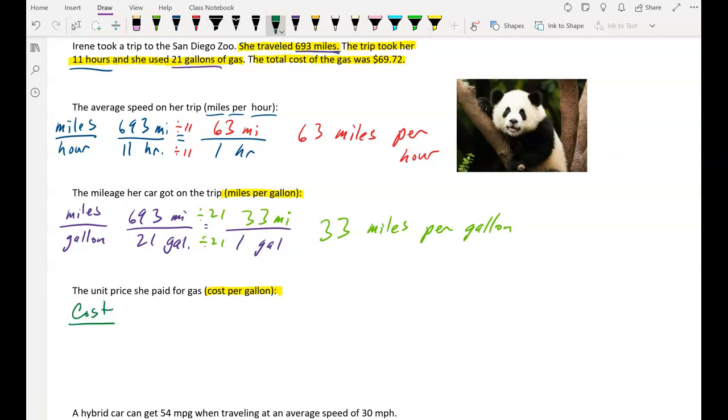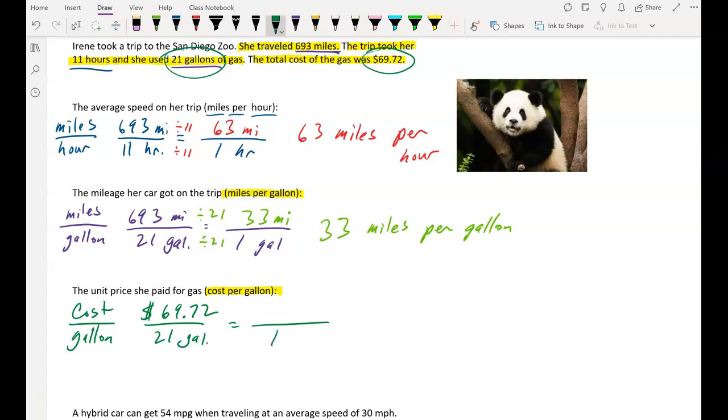Cost per gallon. So that's going to be money over gallons. Okay, so how much did she spend? The total cost of the gas was $69.72. And how many gallons of gas did she use? 21 gallons.